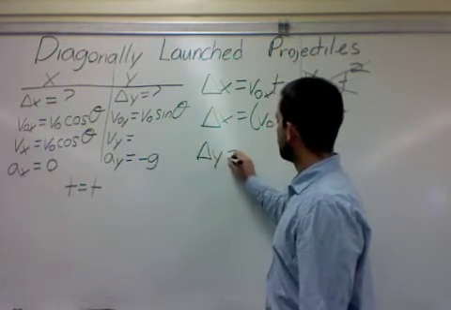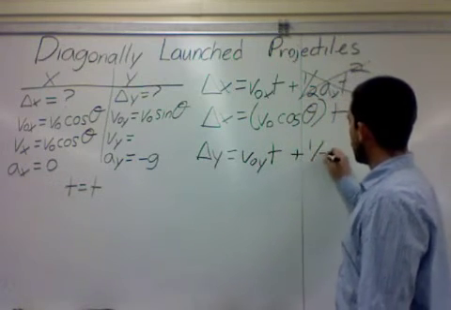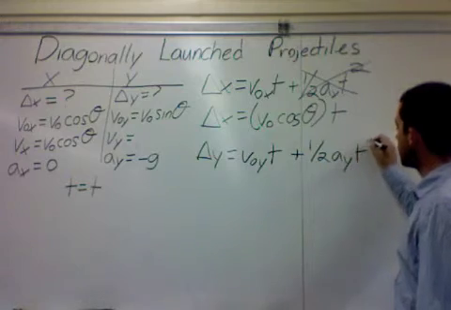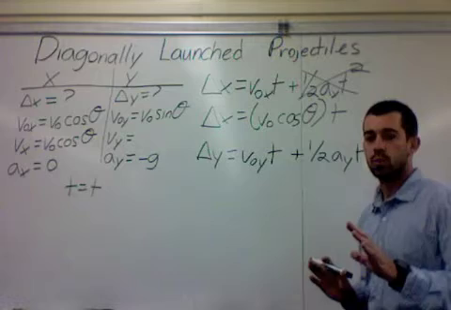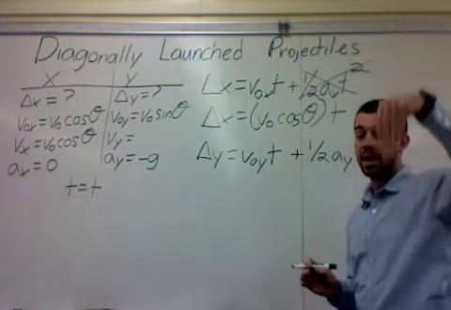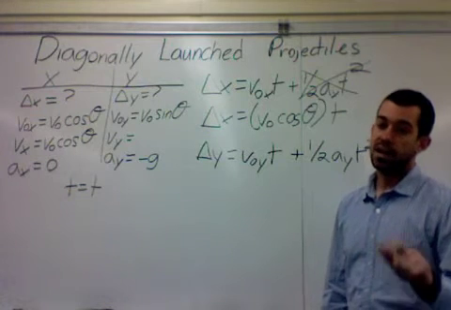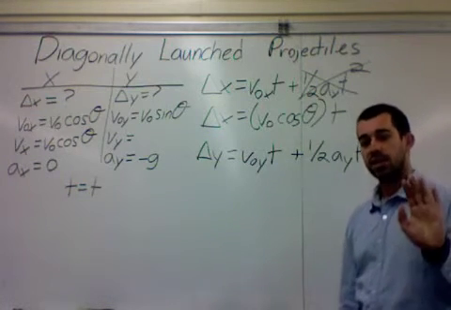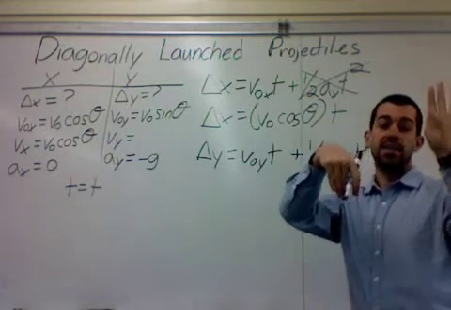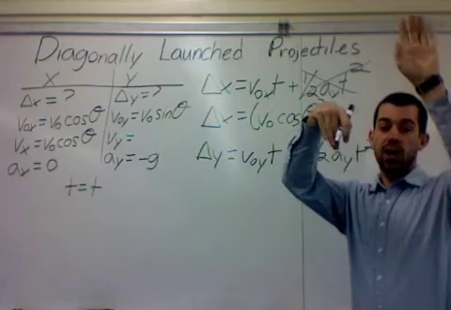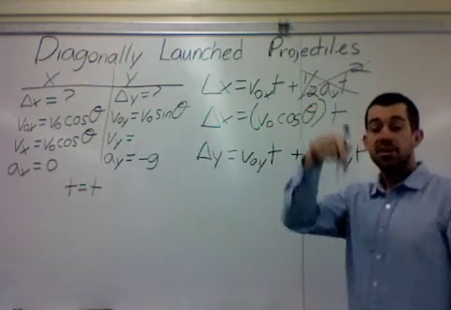We get delta y equals VOY t plus 1/2 AY t squared. And we need to realize that the vertical motion, because we're going up and then coming back down, signs are going to be very important. Positive and negative is very important. We need to realize that the initial velocity is positive, but that the acceleration is negative at all times. Even as we go up and stop and turn around and go the other direction, the acceleration is always going to be negative.